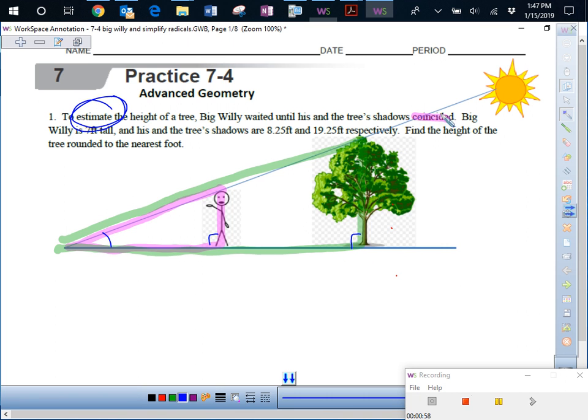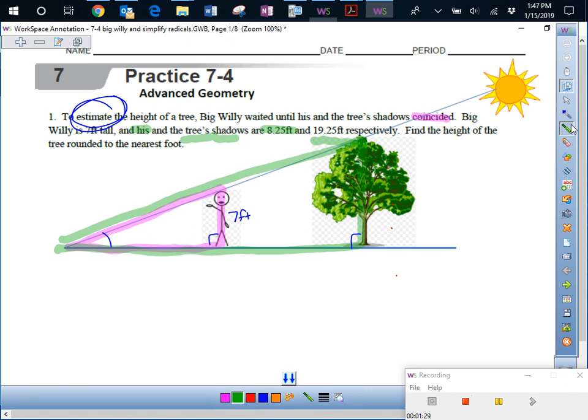So check it out. Big Willie is 7 feet tall. Let's put that in our picture, 7 feet. And his and the tree's shadows are 8.25 feet and 19.25 feet, respectively. What respectively means is in the order that they just told you. So they told you his shadow comes first and 8.25 comes first. The tree's shadow is second and the 19.25 comes second.